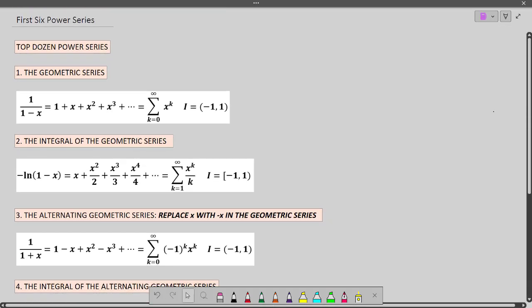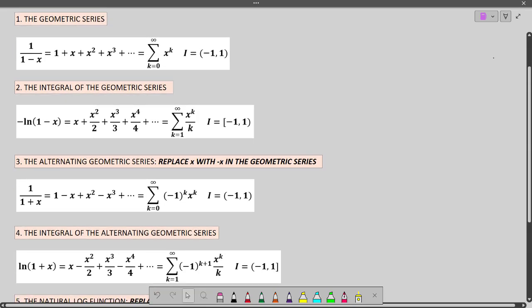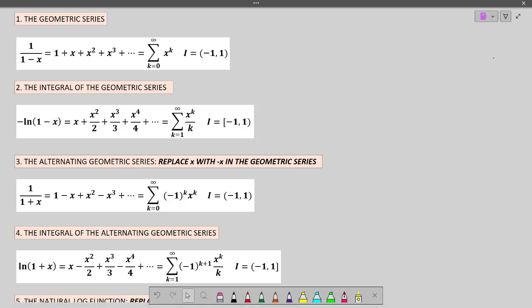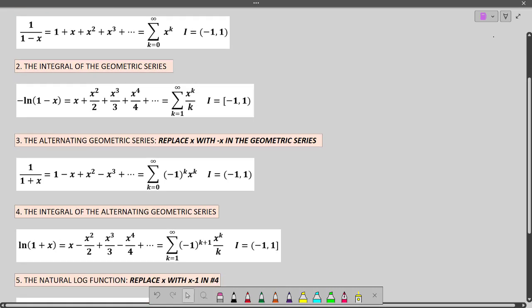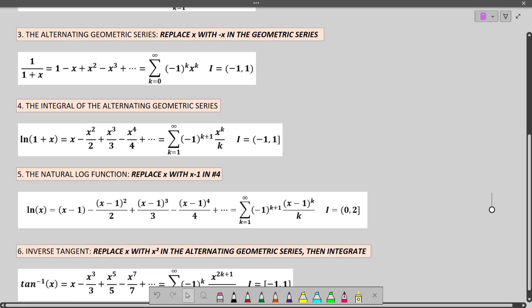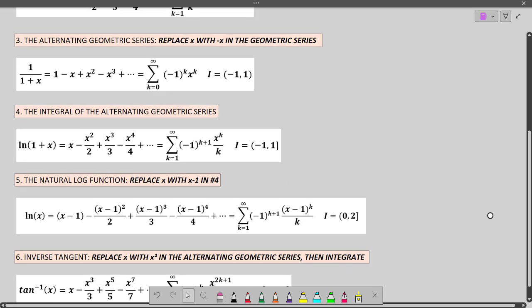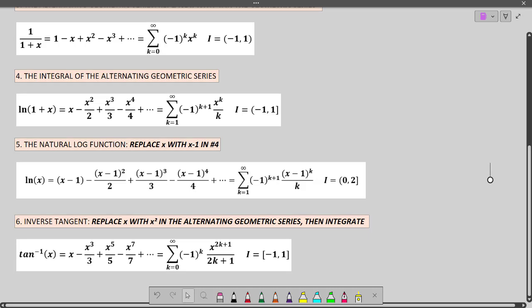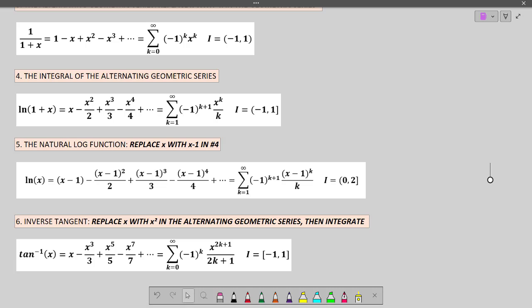When you look at the group that are based on the geometric series, then here, replace x with negative x. Oh, no, down here. Replace x with negative x in the geometric series to get this one. This one is just the integral of that. If you integrate both sides, you get this one. So here to here, alternating geometric. This is just the integral of that. And then natural log is just this shifted. If you turn all the x's into x minus 1, you get this one. And then arctangent, if you replace this x with x squared and then integrate, you'll get that one.